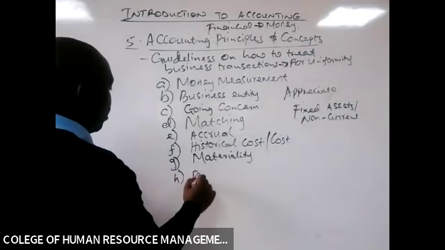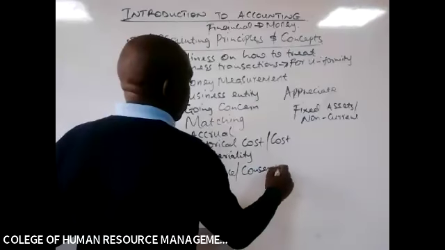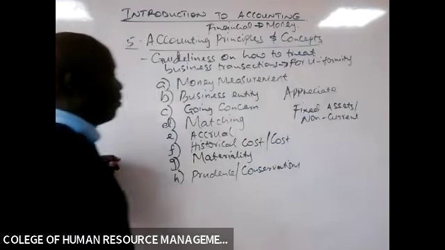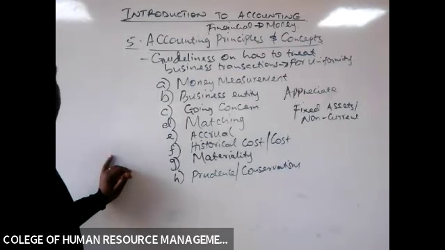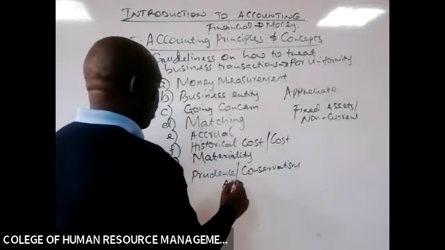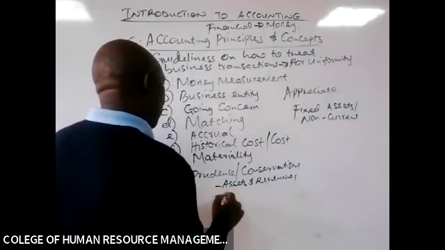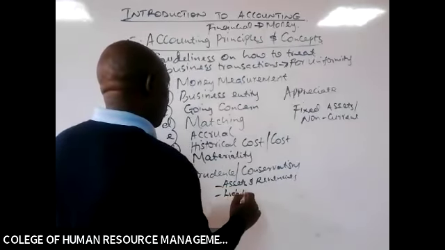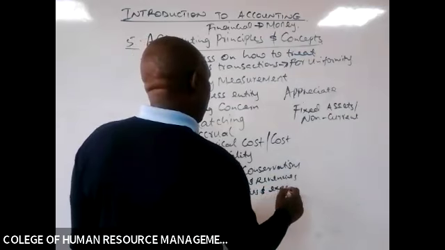Then H, we have prudence, which sometimes we call conservatism. Prudence or conservatism concept. This particular concept simply says that the assets and revenues. Here we have assets and revenues. On the other side, we have liabilities and expenses.